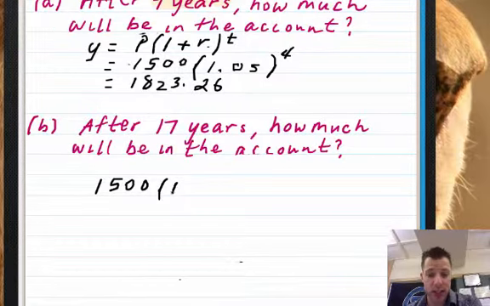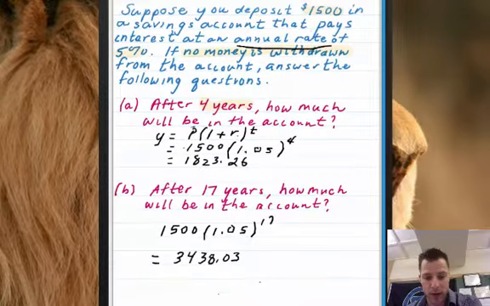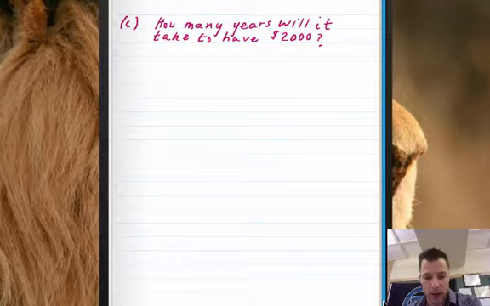After 17 years, it's the same format. You're going to have the $1,500. That's your initial amount. And you're going to have 1.05. That's not going to change. Your rate's not changing. It's locked in. The only thing that changes here is our T value. So hopefully you would know that you have more in the account. So we do. We have $3,438.03. Okay? So that's how much after 17 years.